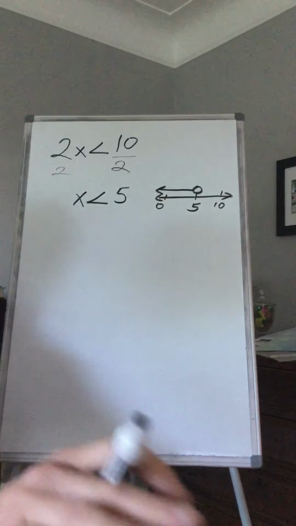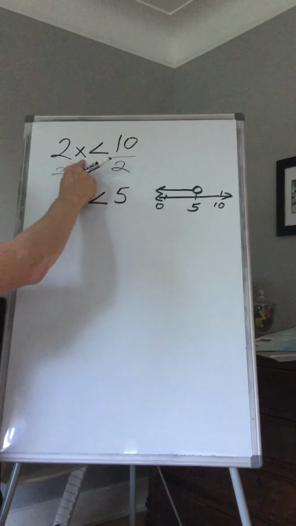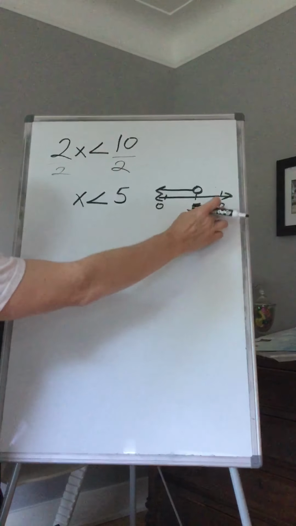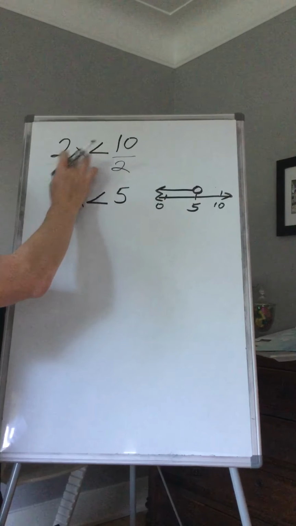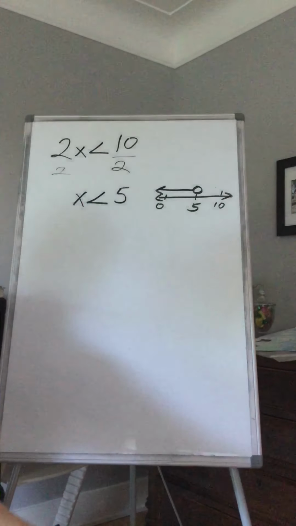Okay? And we could check. Let's plug in 0. 2 times 0. Is that less than 10? Yes. Check the opposite. Plug in a number that's greater than. 2 times 10 is 20. Is 20 less than 10? No. So we know it's going this way.